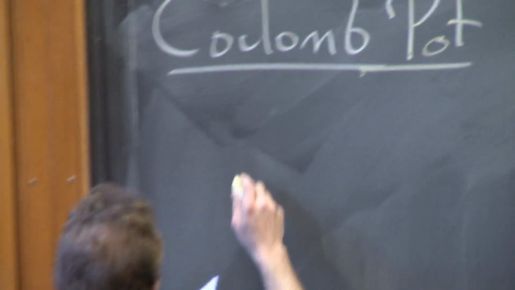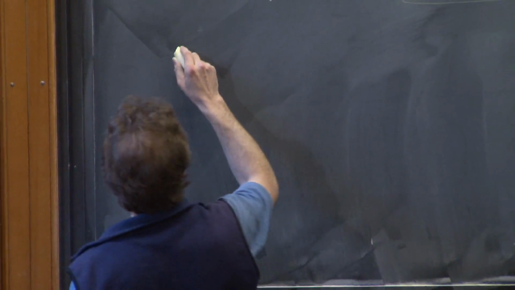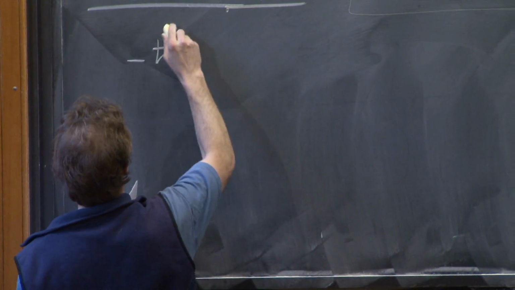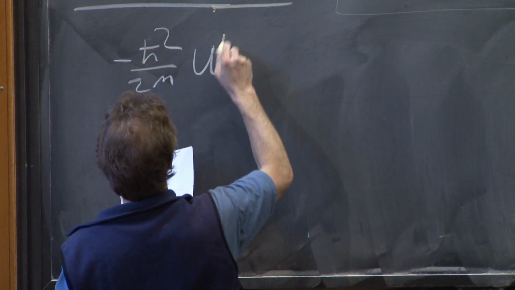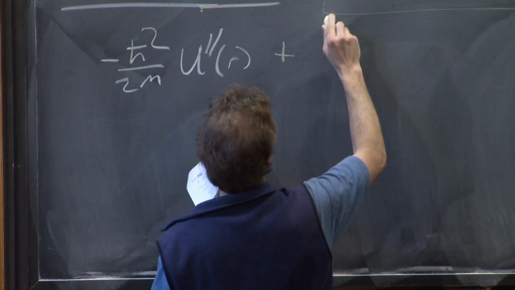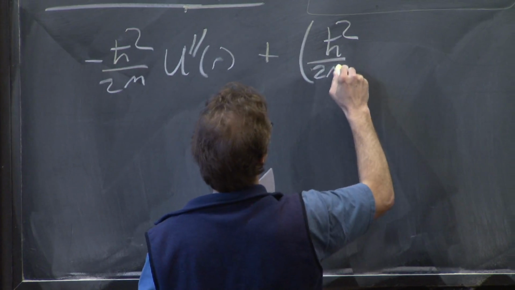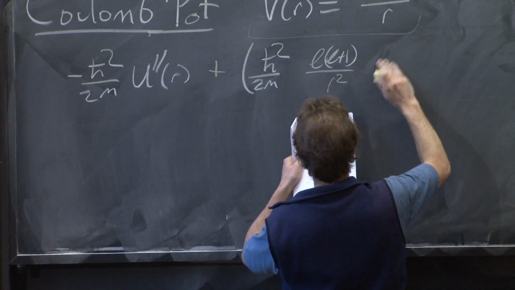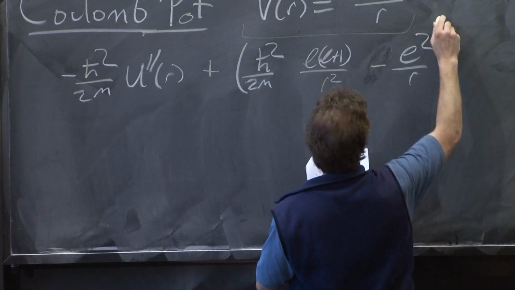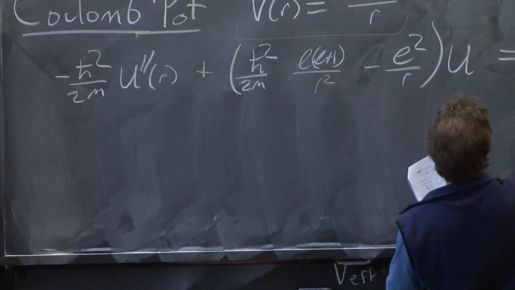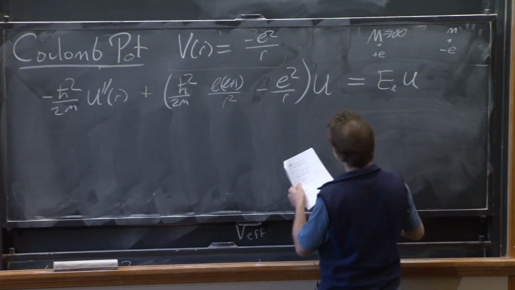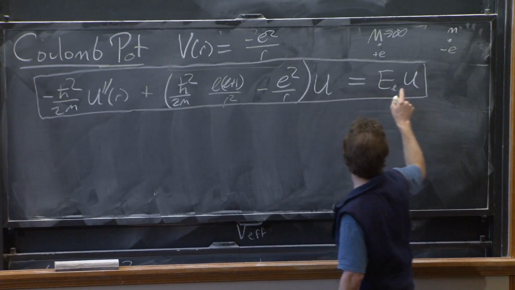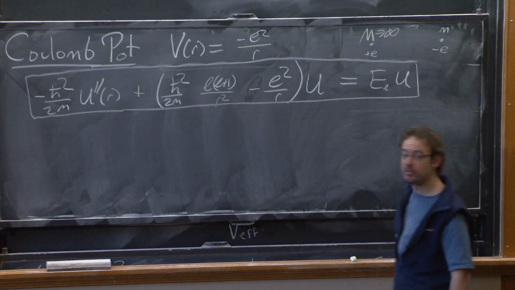Okay, so let's solve it. So if V is minus e squared over r, then the equation for the rescaled wave function u becomes minus h bar squared upon 2m u prime prime of r plus the effective potential, which is h bar squared upon 2m l(l plus 1) over r squared minus e squared over r, u is equal to E sub l u. So there's the equation we want to solve. We've already used separation of variables, and we know that the wave function is this little u times 1 over r times Y_lm for some l and some m.